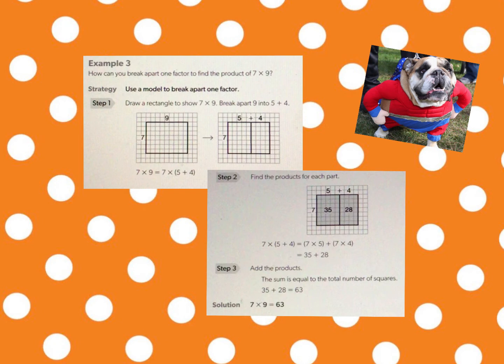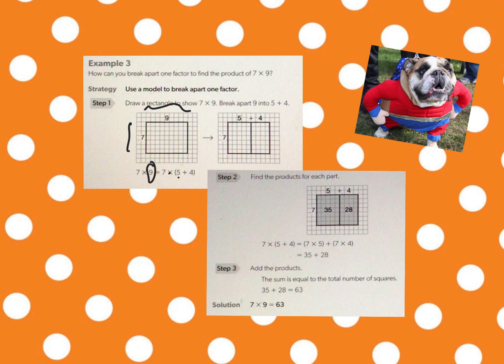Let's practice another example. How can you break apart one factor to find the product of 7 times 9? You can use a model to break apart one factor. Draw a rectangle to show 7 times 9. So if you count those squares, we have 7 going down and we have 9 going across. So instead of doing 7 times 9, you can break apart that 9. We broke apart the 9 into 5 plus 4. We're still multiplying 7 times 9. We're just doing 7 times 5 and 7 times 4.